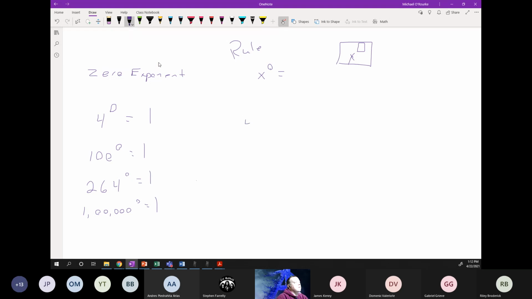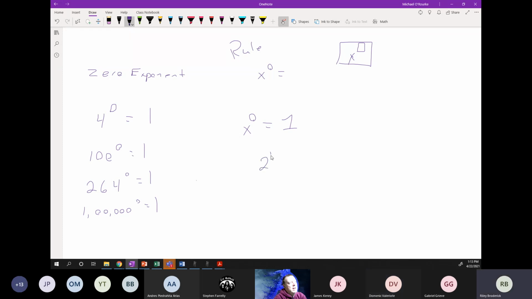If I had this, let's do, what would x to the power 0 equal? Can anyone make a guess for me? 0. Make another guess? 1. Because x is just a number, right? So no matter what number I put in there, anything to the power 0 equals 1, right?